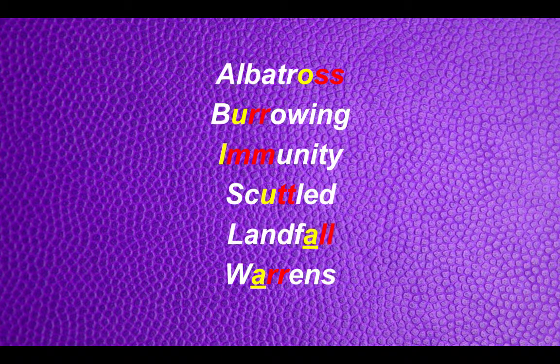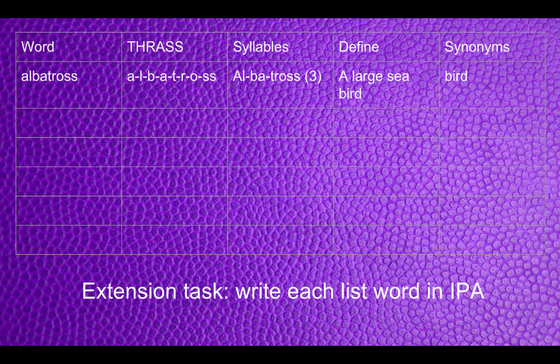All right, here is your task to do. What I'm going to ask you to do in your literacy book, I'm going to ask you to draw up a table like this one right here. You might find it easier to turn your book on the side so you've got the long side of your book to work with. You're going to have a column for the word, and there are 6 words, remember, so you need to have enough spaces for 6 words. You're going to have a column for thrashing out that word, a column for the syllables, a column for a definition, and a column for synonyms.